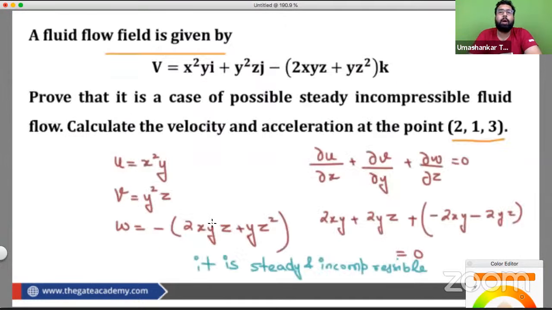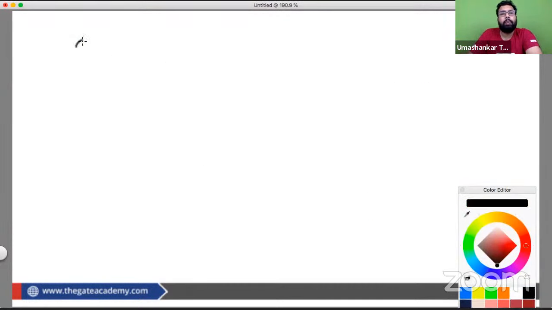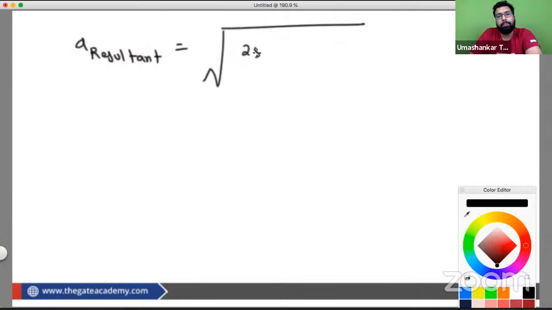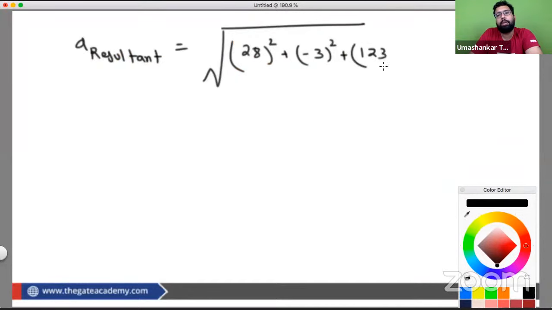So at this point coordinate, what will be the velocity and acceleration? For finding the velocity, you can directly place the values of X and Y in the equation given in the question. I have calculated the acceleration for you, so you can place it back in the equation. If you have to find the resultant acceleration, how do we find the resultant of vectors which are perpendicular to each other? We can simply square them like this and add.